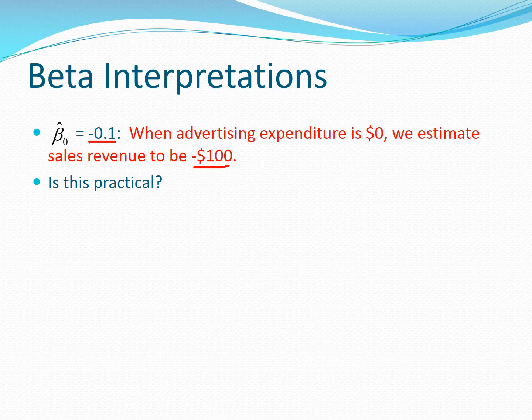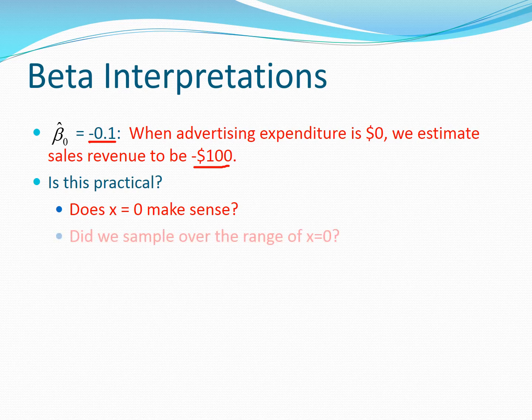It can be negative, but a good question to ask, something I always want you to ask when you're working with y-intercepts, is this practical? Does that make sense? And not in terms of, hey, I don't like the number negative 100, but here are 2 questions that you always have to ask yourself when you're working with the y-intercept. First, does the value of x equals 0 make sense? And put that in the context of this particular problem. Can you have a month where x is equal to 0? Can you have a month where advertising expenditure is $0?